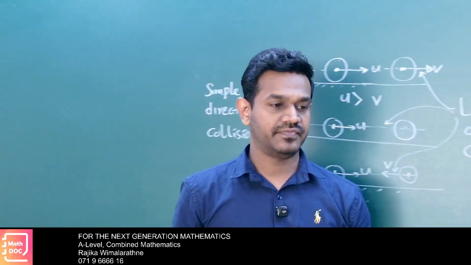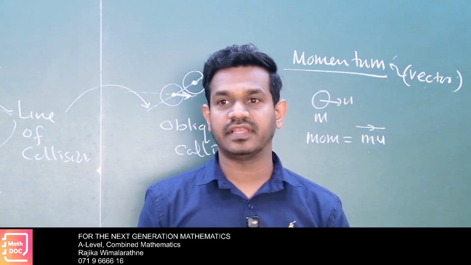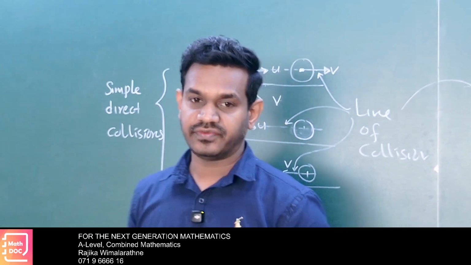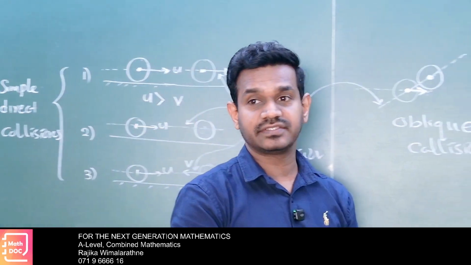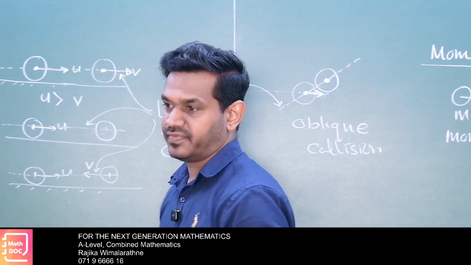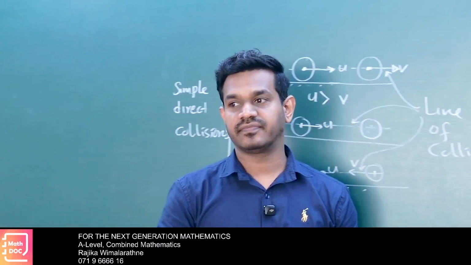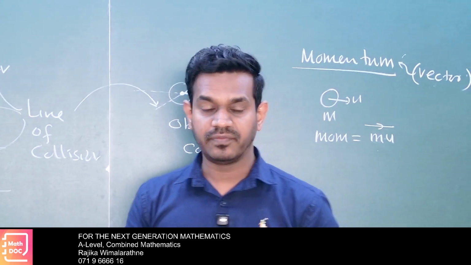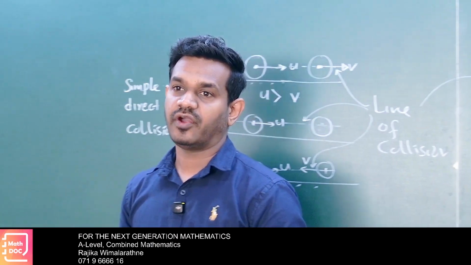Let two spheres collide together. When two spheres collide together with the velocities with some inclinations with the center joining line, it is called an oblique collision. Oblique collision.